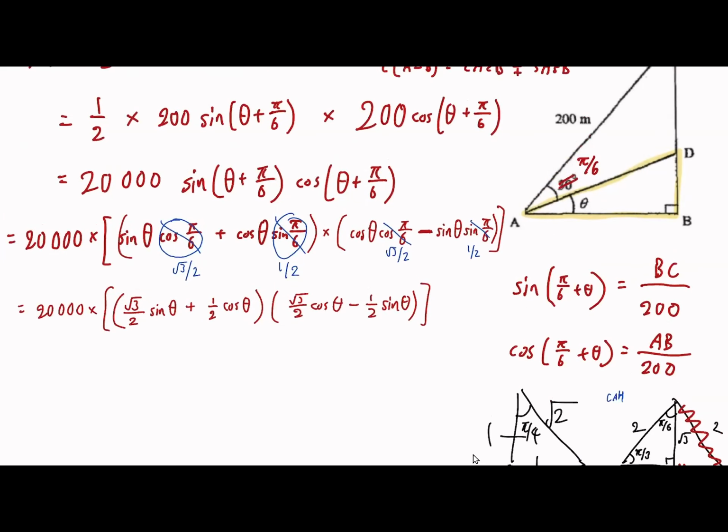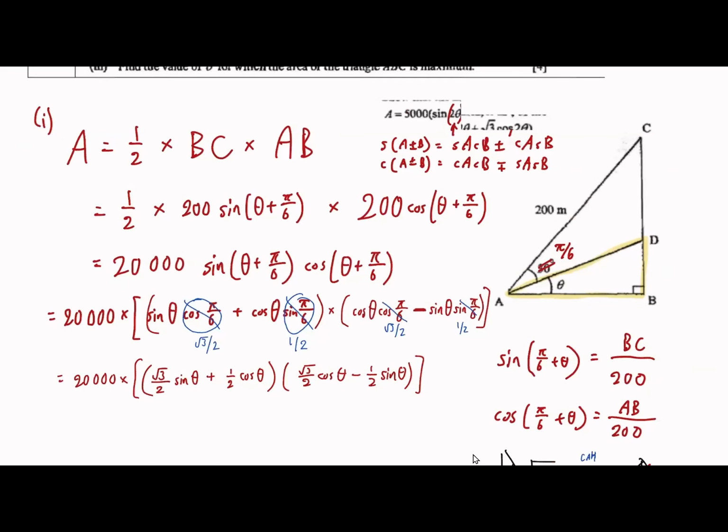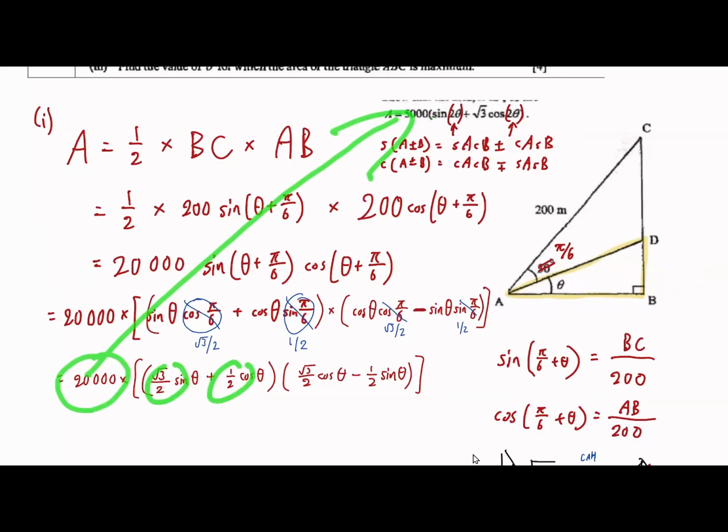Final answer needs 5,000. Here is 20,000. We need 5,000. We currently have 20,000. So we need to get rid of a factor of 4, divide by 4. So we need to essentially multiply by a 1/4, right? Can you see how we can get a 1/4 from these?